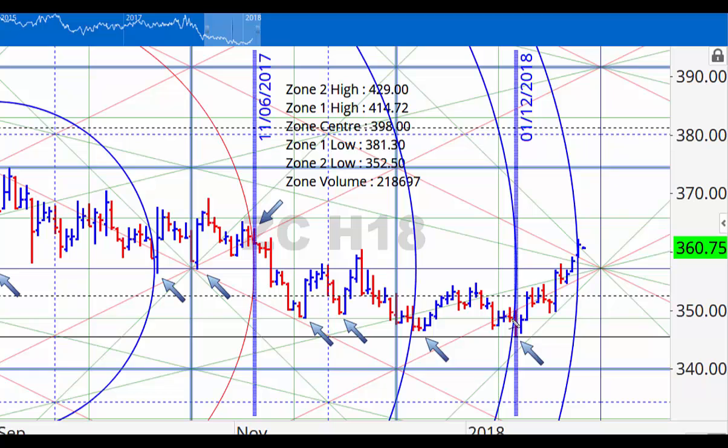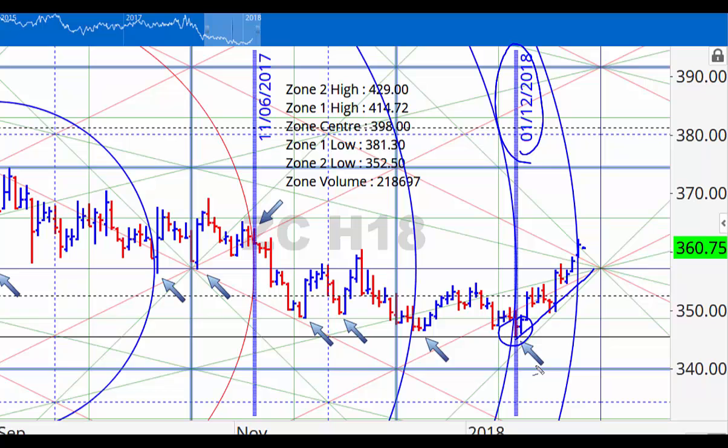March corn made a significant low on January 12th. That was the report that came out, in conjunction with the timeline that we're looking for a potential turn. And as we can see, the market has been moving up nicely from there.